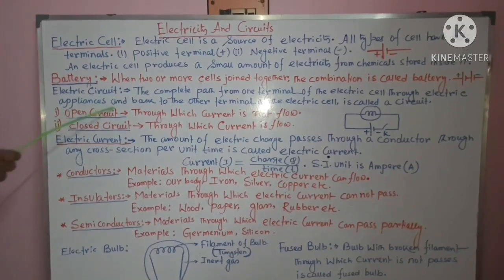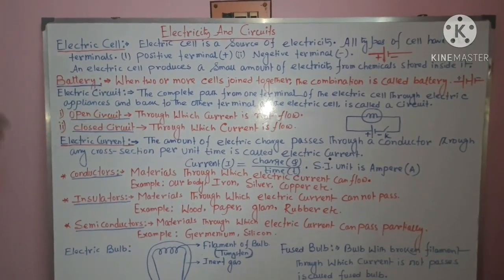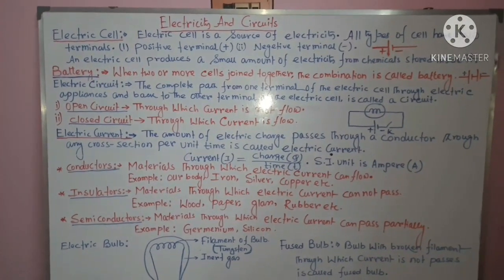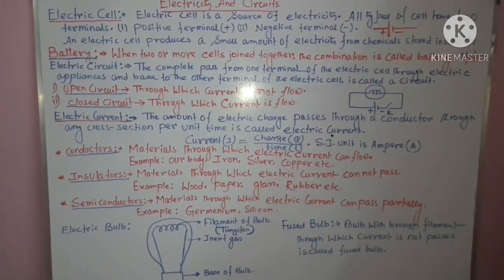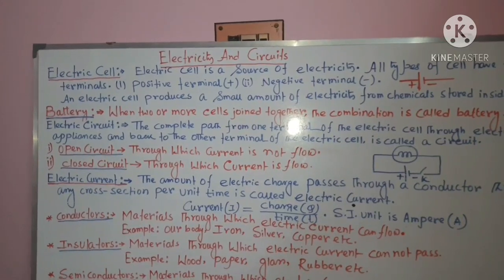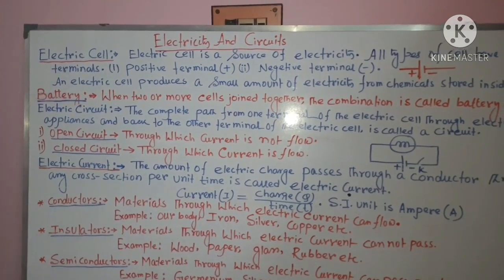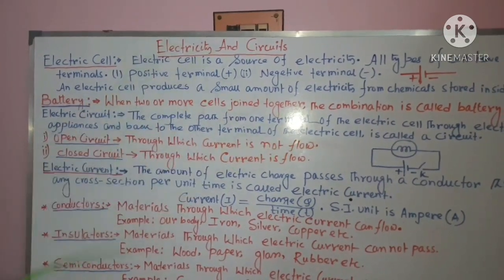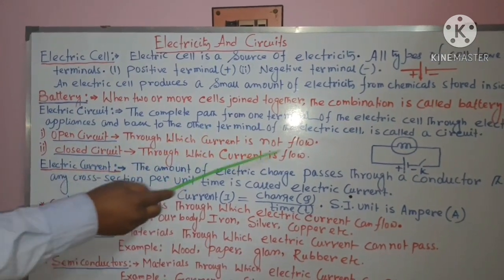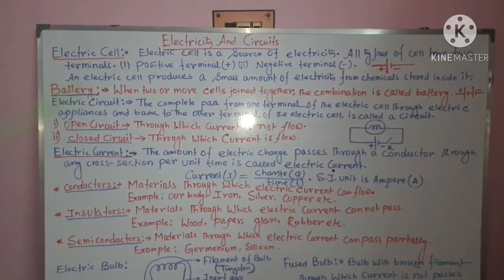Now this electric circuit is of two types. Number one, open circuit, and number two, closed circuit. What do you mean by open circuit? Whenever no current passes through an electric circuit, then the circuit is said to be an open circuit. Whenever some current passes through an electric circuit, then this circuit is said to be a closed circuit. That's why I write: open circuit, through which current does not flow; closed circuit, through which current flows.